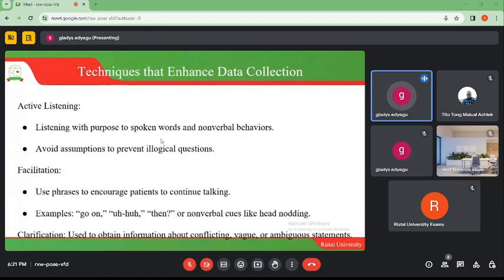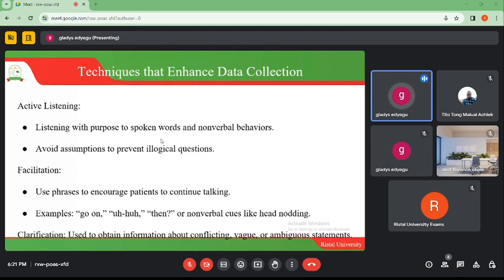So I want us to see the techniques that enhance data collection. There are different techniques that can help us. Enhancing is basically just helping or supporting us in data collection. So we have to look at active listening. We should not speak too much, but we should always be ready to listen. The patient will be speaking, but you are the health worker. You should be able to listen and give time to this patient to speak.